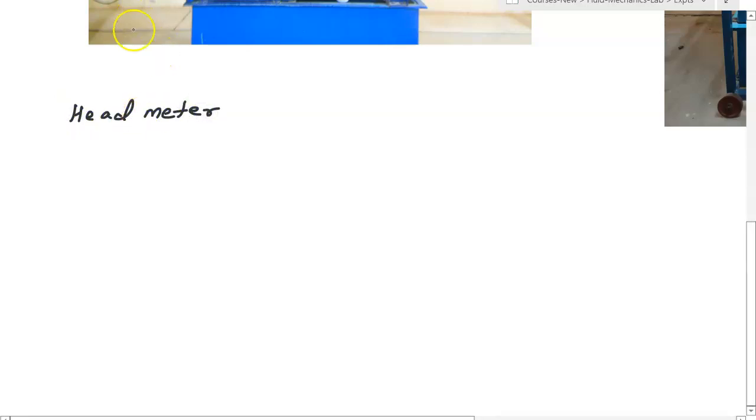Now, what is the use of head meter? Head meters are used to measure flow rate. As you know, the word meter is to quantify. The meter by itself means that we are using it to quantify something. But quantify what? In this case, it is the volumetric flow rate.